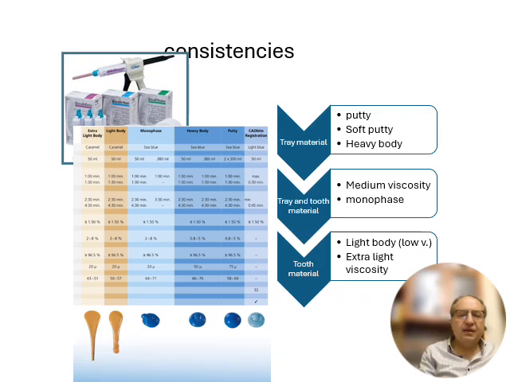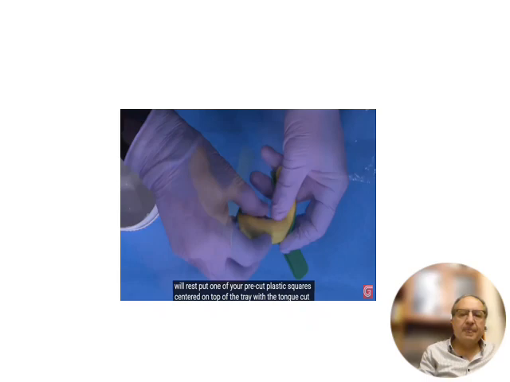And as you can see, each manufacturer produces these different types of viscosities in order to fulfill the desires of the dentist. And over these also, bite registration material is produced from vinyl polysiloxane, from addition silicones, to take the bite of the patient.